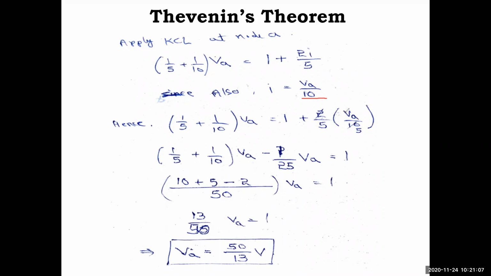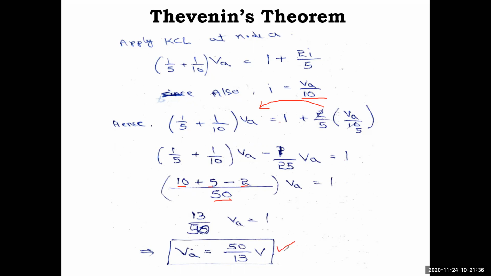So we'll take this to the left side, because VA is there, so that we can cancel out by taking LCM. So we'll group it: 1 by 5 plus 1 by 10 VA minus 1 by 25 VA equals 1. We'll take LCM; LCM will be 50. So 10 fives are 50, so 10. Then 5 tens are 50, that's why 5. 25 twos are 50, that's why minus 2 VA equals 1. So you'll get 15 minus 2 is 13 by 50 VA equals 1. So VA is 50 by 13 volt.